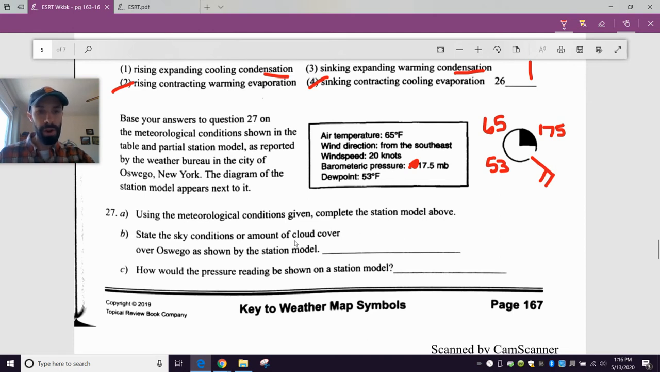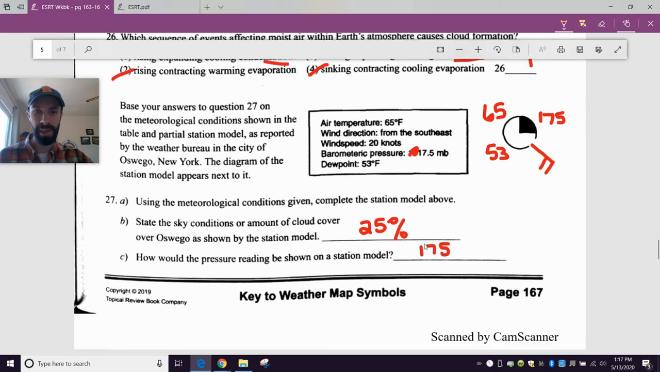All right, what is the cloud cover in this model? Well, it's a quarter shaded, 1/4 shaded. We would say that's 25% cloud cover. Okay, only partly cloudy skies. How would the pressure reading be shown on a station model? Well, we already did that. How do we show it? We write 3 digits, right? We just write the last 3 digits. Okay, I'm not going to write that because that would take a lot of writing, but we would just write the last 3 digits. That's how you do it.